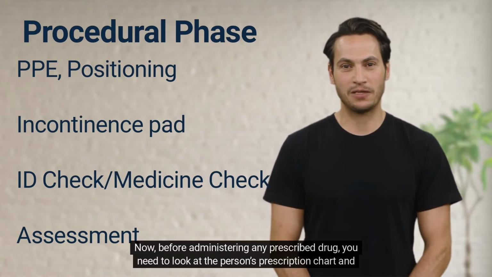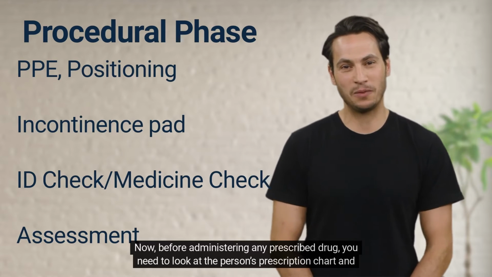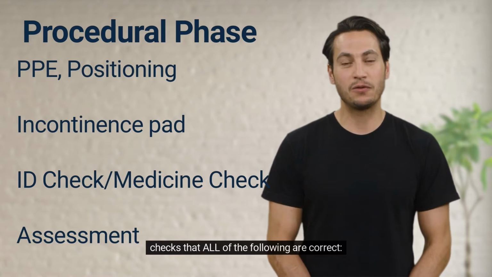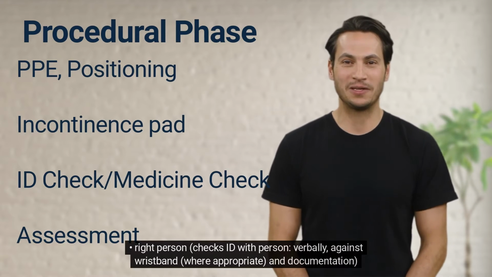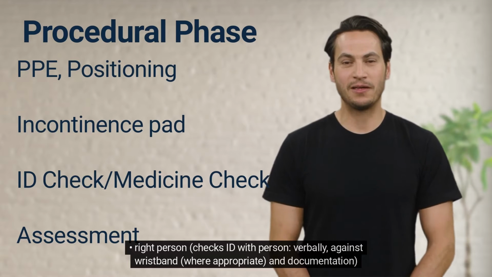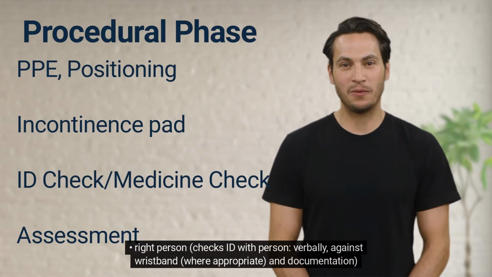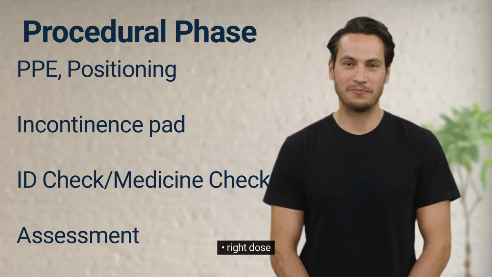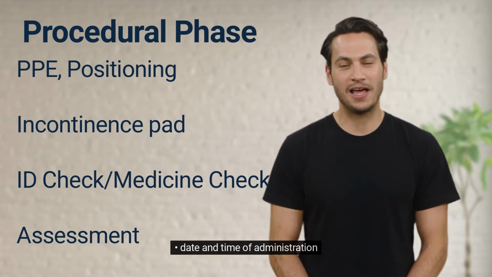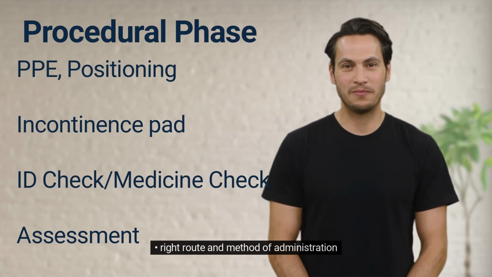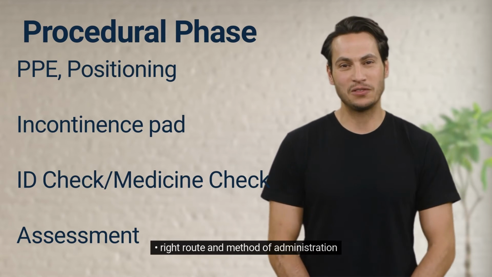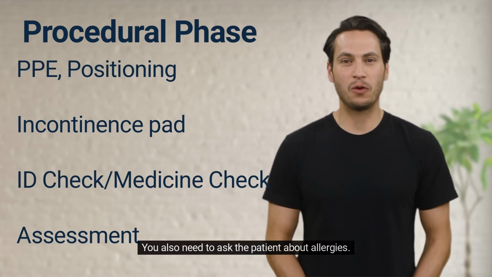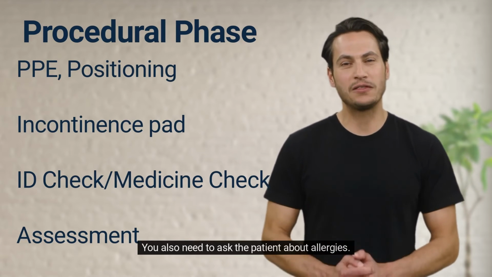Now, before administering any prescribed drug, you need to look at the person's prescription chart and check that all of the following are correct. Right person, check ID with person verbally, against wristband where appropriate, and documentation. Right drug. Right dose. Date and time of administration. Right route and method of administration. Right diluent as appropriate. You also need to ask the patient about allergies.